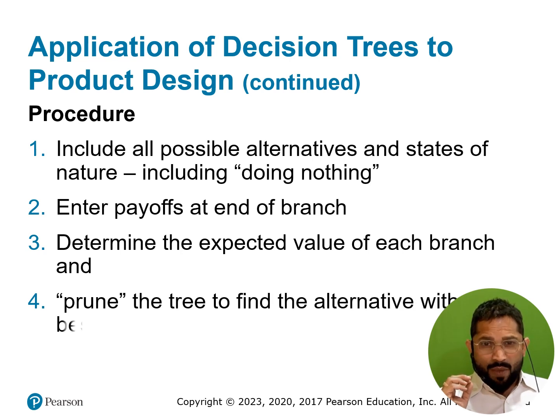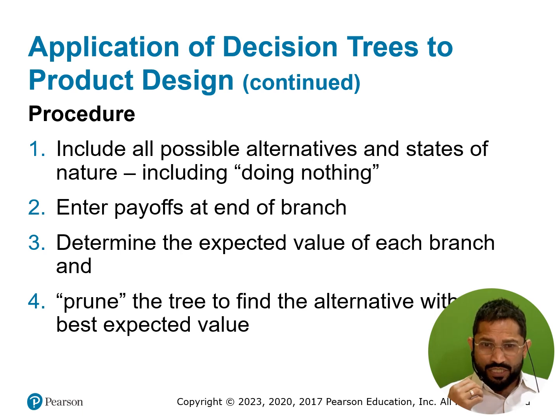Once the expected values of each branch are determined, prune the decision tree by identifying and selecting the alternative with the highest expected value. This process helps prioritize design options based on their potential outcomes and associated probabilities, guiding decision-making towards the most favorable solution. By systematically applying decision tree analysis in product design, designers can methodically evaluate design alternatives, assess their potential risks and rewards, and ultimately make informed decisions to optimize product designs for success.